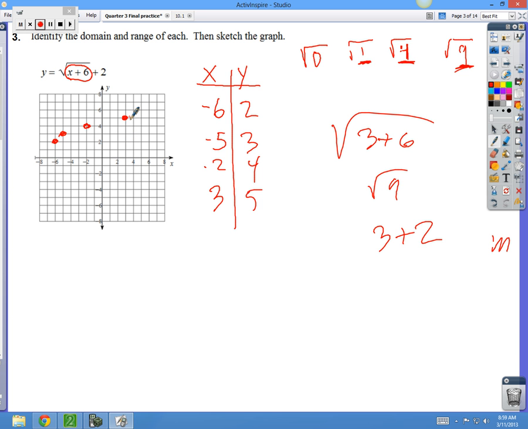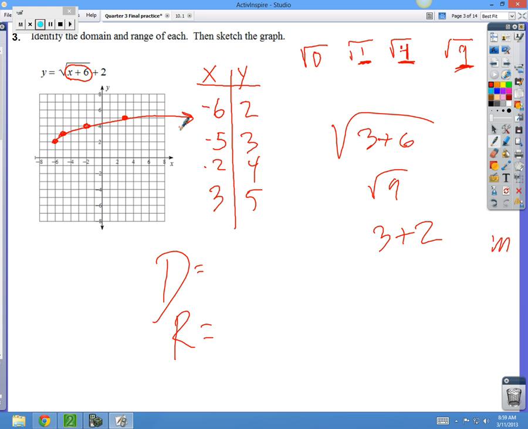Okay, now on the test, you're going to have to tell me the domain and the range. So you're going to start right here, and it is going to go forever this way. It's going to go to the right, and it's going to slowly gain in altitude.